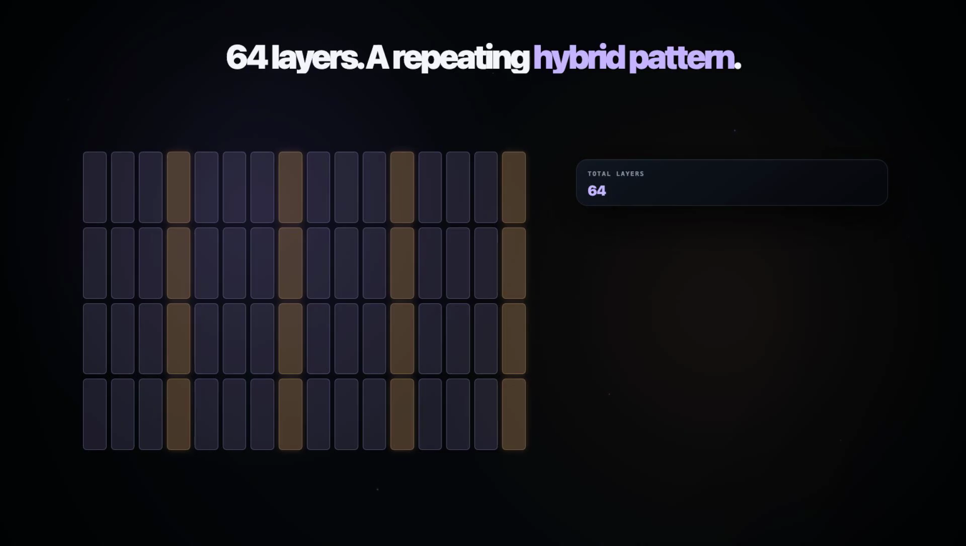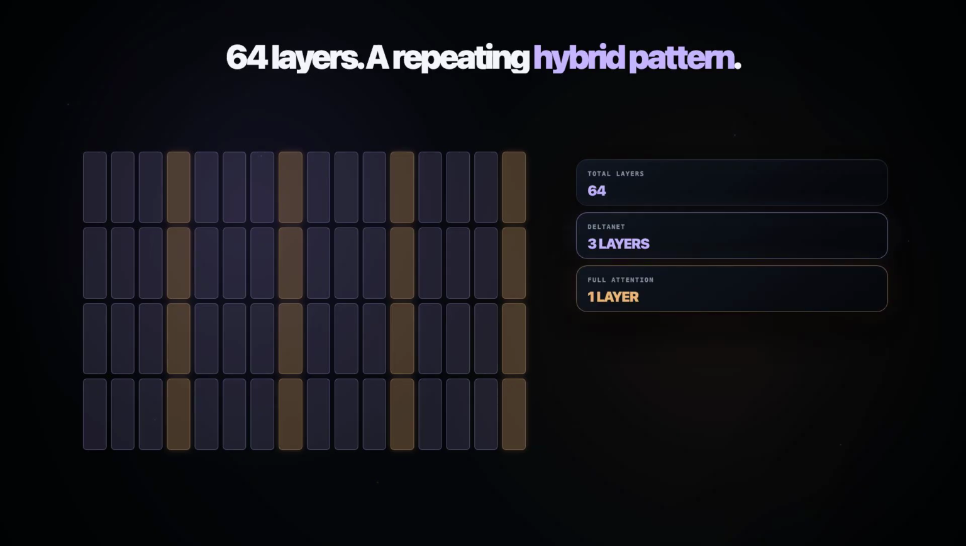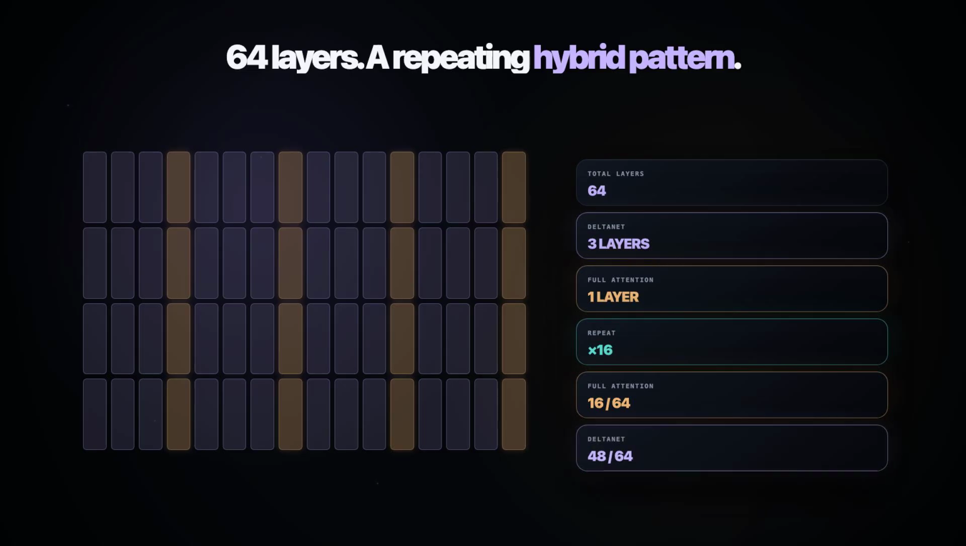The pattern looks like this: 3 gated DeltaNet layers, then 1 gated attention layer. Repeat that 16 times. So out of 64 layers, only 16 use the full attention mechanism. The other 48 use gated DeltaNet. And this matters enormously for local inference.